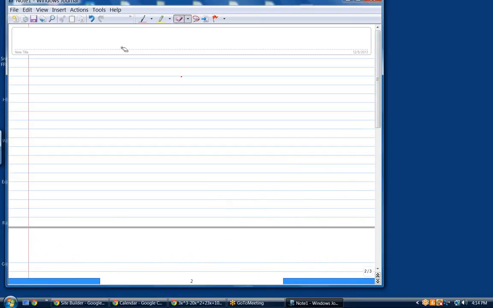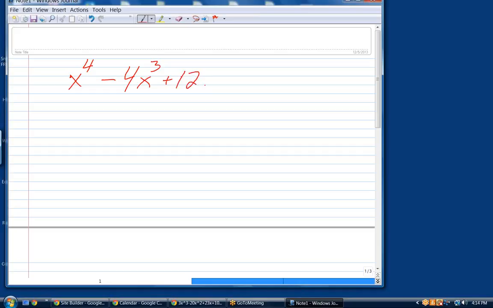Yeah, I have a quartic. Okay. This is going to be easier, and I'll tell you why, because you're going to tell me one of the solutions, aren't you? Yeah. It's find all the zeros of x to the 4th minus 4x cubed plus 12x squared plus 4x minus 13. And given 2 plus 3i is a 0.